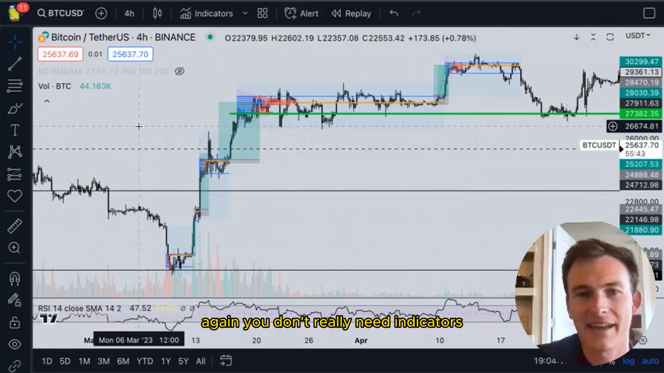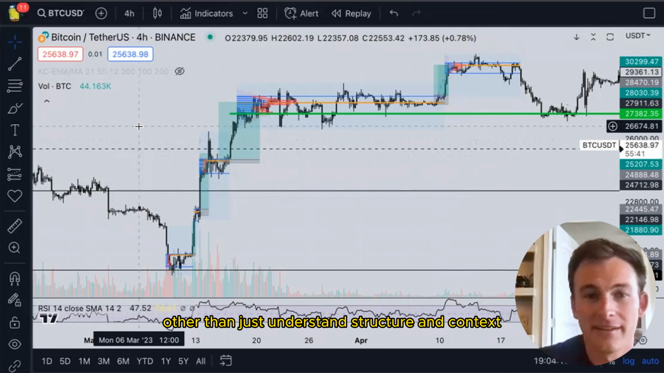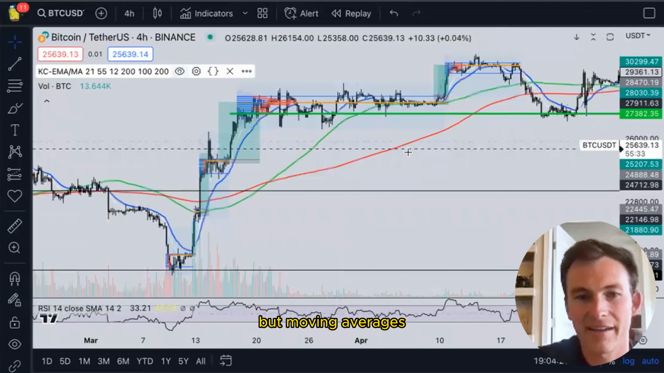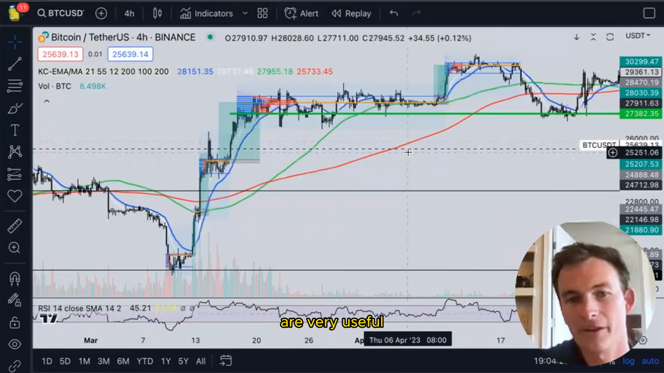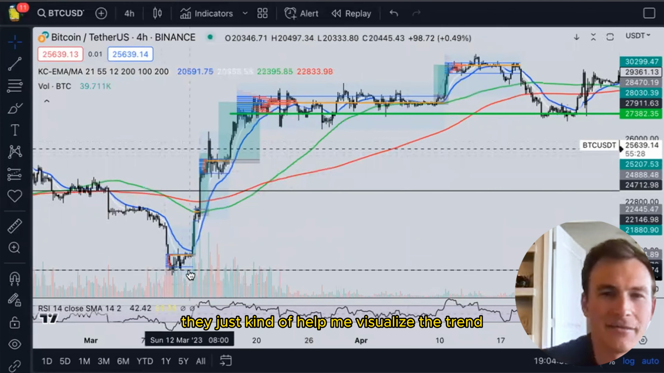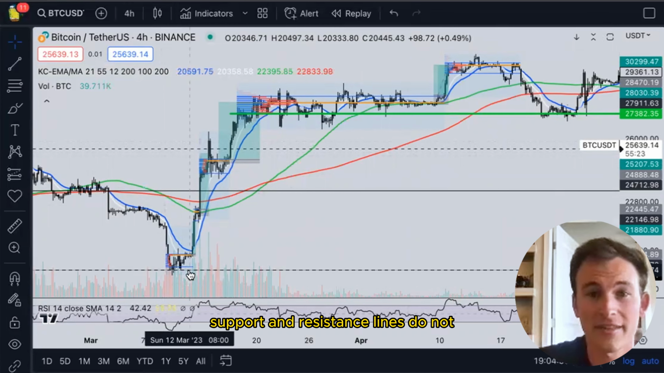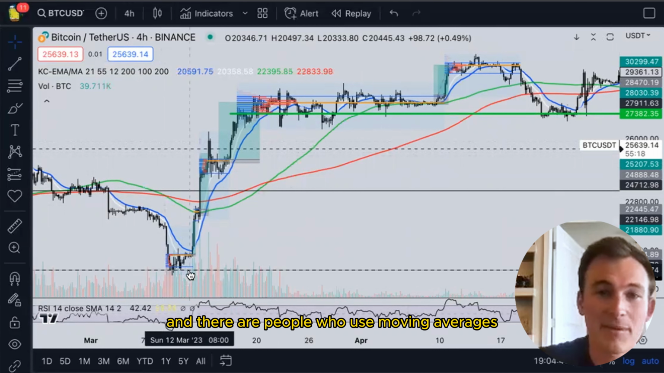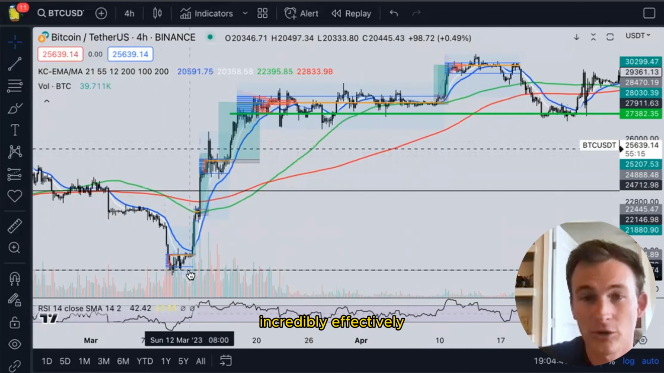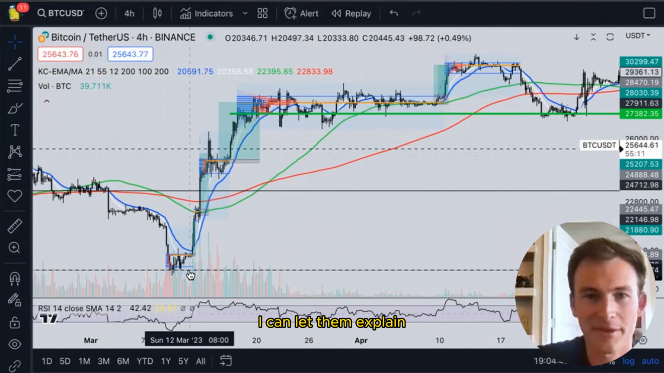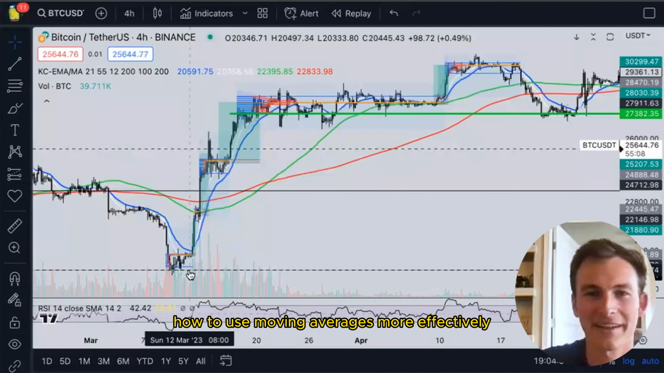Again, you don't really need indicators to trade a trend effectively, other than just understanding structure and context and where buyers and sellers will transact within the trend. But moving averages for some people are very useful. I think for me, they help me visualize the trend. Moving averages are not support and resistance lines. I would never recommend anybody using them for those things. And there are people who use moving averages incredibly effectively, and they have a million moving averages on their chart. I can let them explain how to use moving averages more effectively.